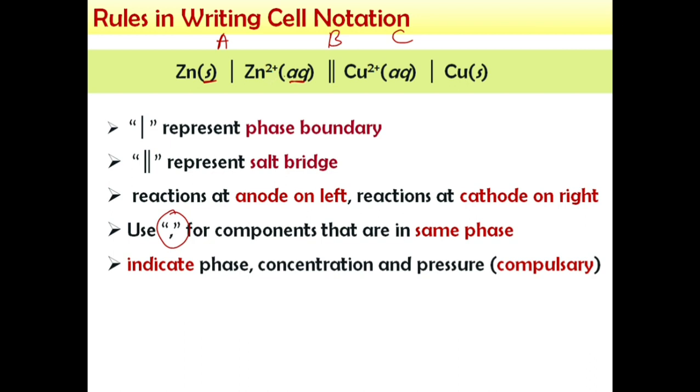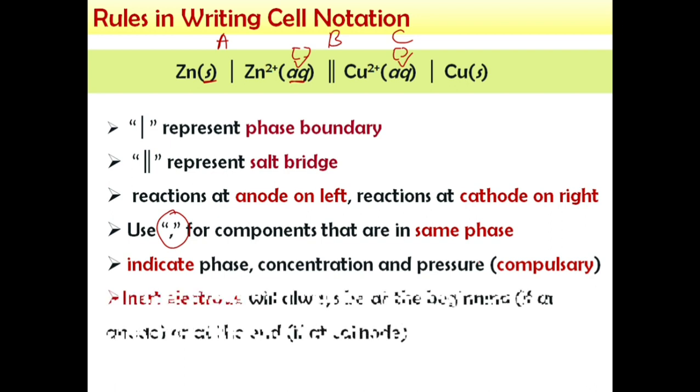Dan kalau dalam aqueous, kena letak concentration. Jadi cell notation ni tidak tepat, okay? Kurang tepat kerana tidak include concentration. So kalau ada aqueous, mesti letak concentration. Okay? Kalau ada gas, mesti letak pressure. It is compulsory. And the last one, if you use inert electrode, apa pula inert electrode ni?